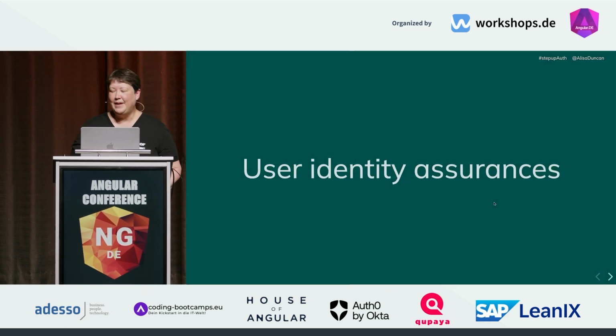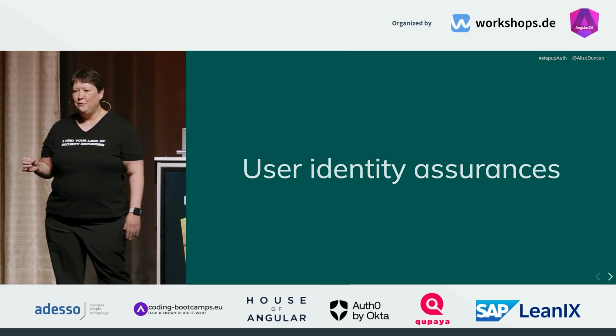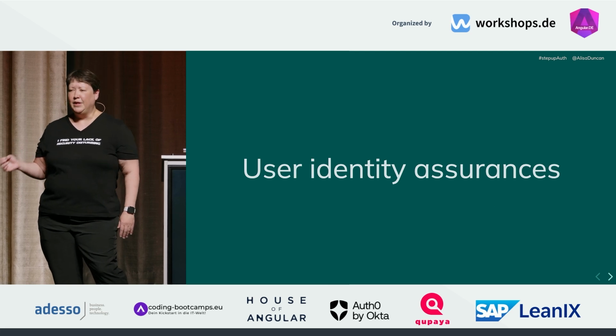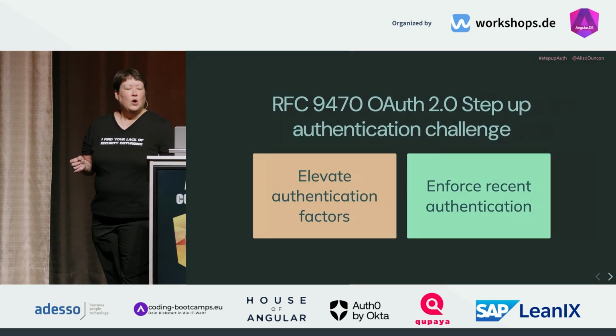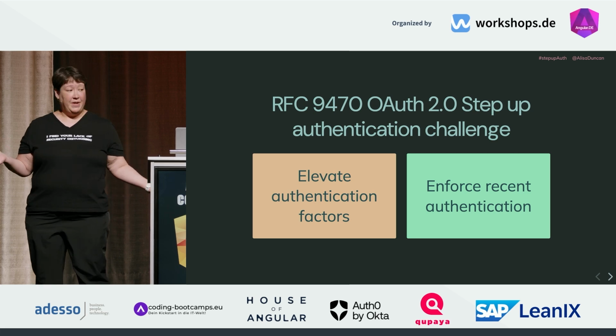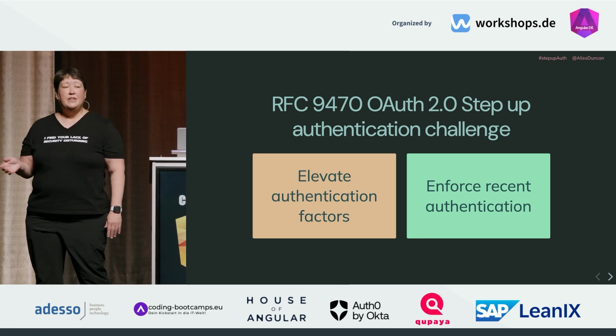All right, let's get back into user identity assurances. So how do we know that that buyer is really who they say they are upon a really large purchase? We can do this now with a new OAuth 2.0 extension method. It's a specification called the Step-Up Authentication Challenge.